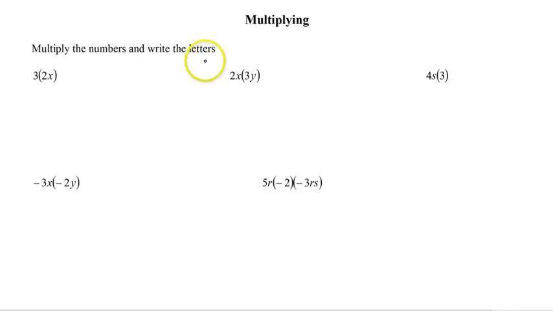Multiplying expressions, they're very quick. All you do is you multiply the numbers with the numbers, and then you rewrite the letters. So 3 times 2 would be 6, and then you write the letter x. So over here, this would be 6xy, and then over here, this would give us 12s.